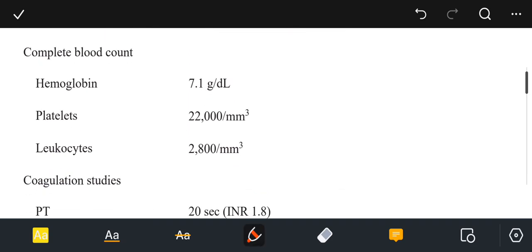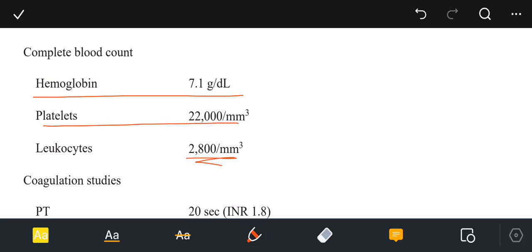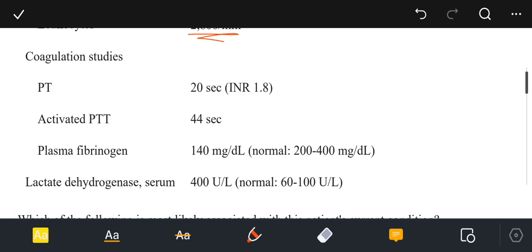Hemoglobin is 7.1 gram per deciliter, that is very low. The platelet count is also very low. The leukocyte count is also kind of low. The coagulation studies show PT is 20 seconds. Activated PTT is 44 seconds. I guess there is prolongation of PTT, I am not sure, but I think there is prolongation.